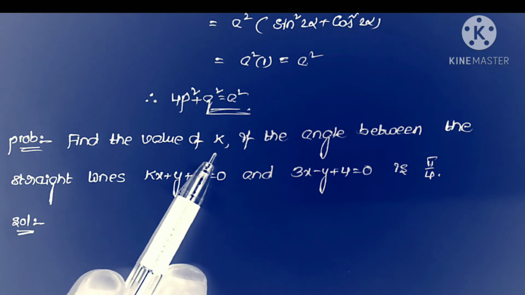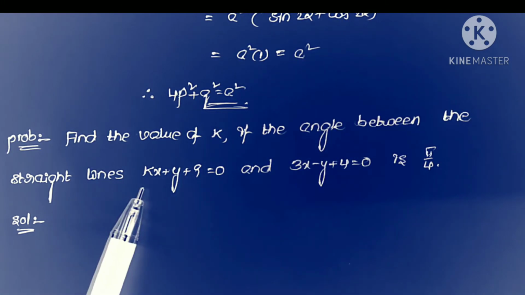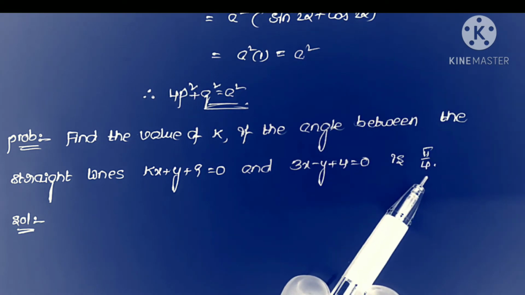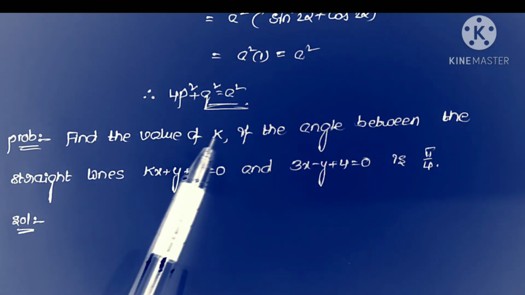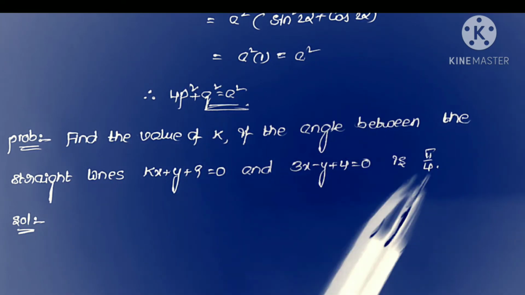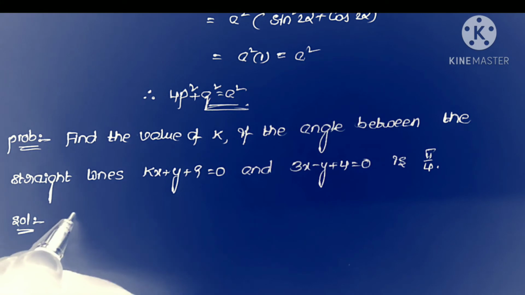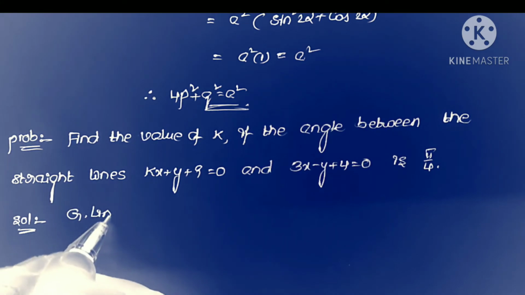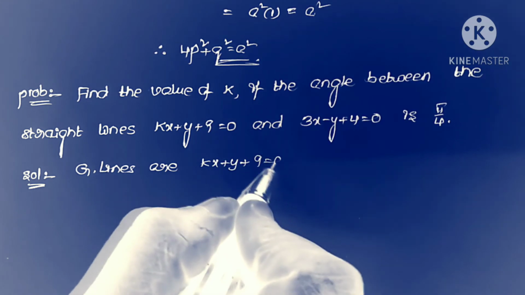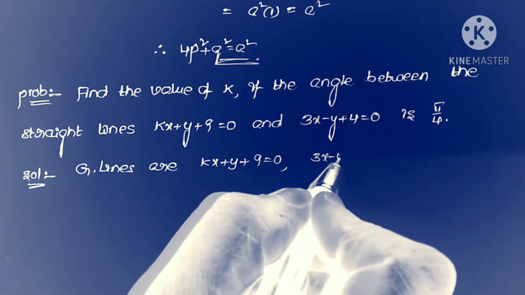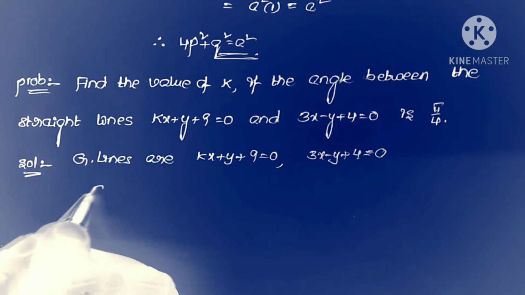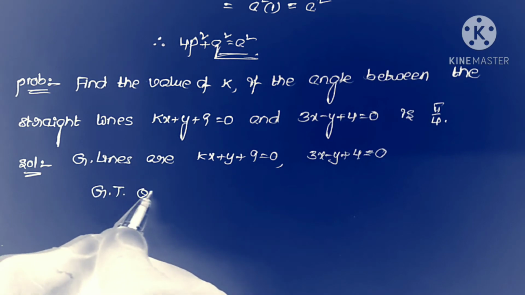Next problem, find the value of k if the angle between the straight lines kx plus y plus 9 is equal to 0 and 3x minus y plus 4 is equal to 0 is pi by 4. Find the value of k. We have to find the value of k given that the angle between the straight lines is equal to pi by 4. So first we write the given lines here. Given lines are, first line is kx plus y plus 9 is equal to 0 and the second line is 3x minus y plus 4 equal to 0. Now next, given that angle is equal to pi by 4, that is theta is equal to pi by 4.